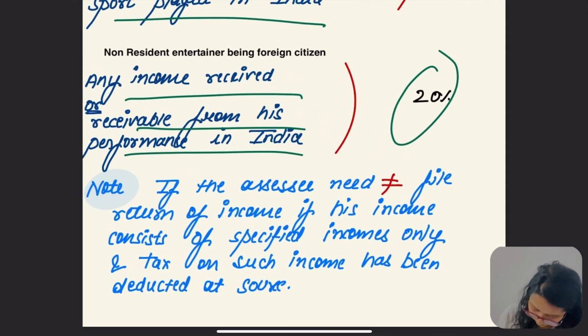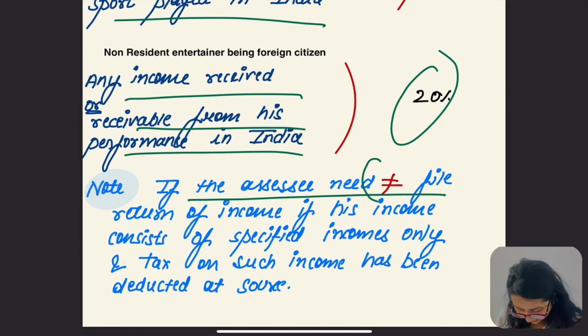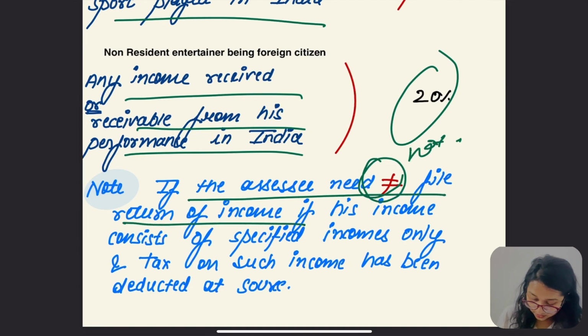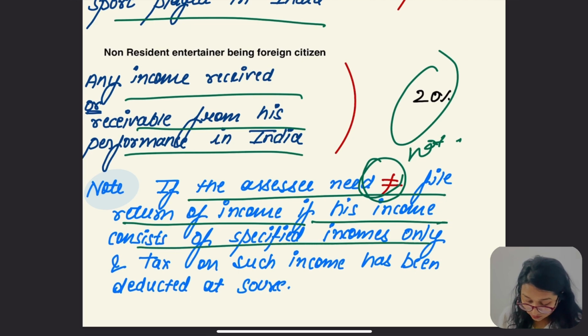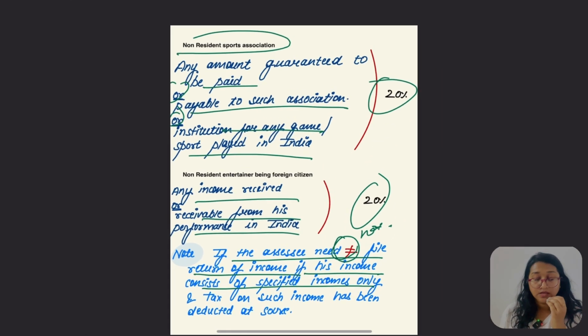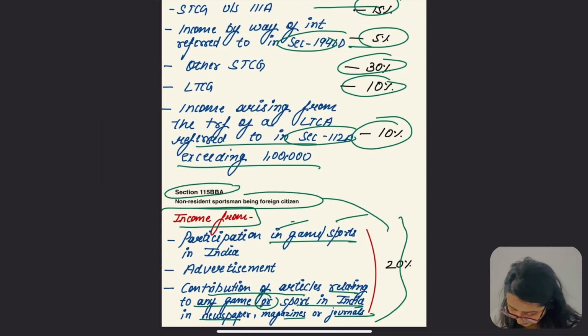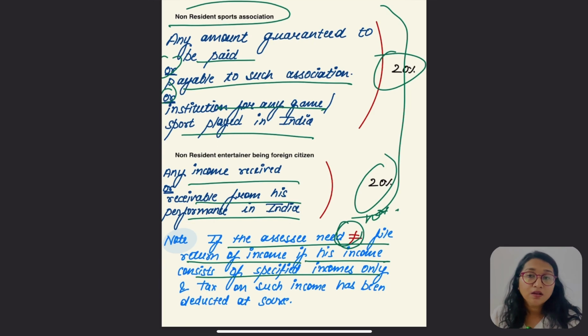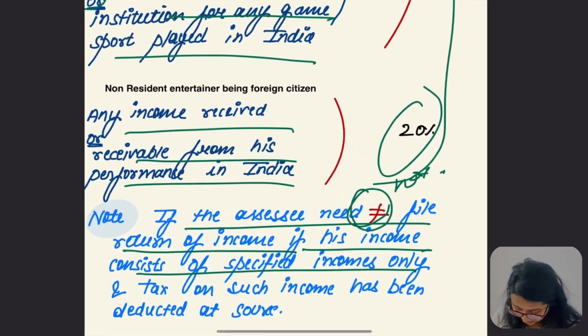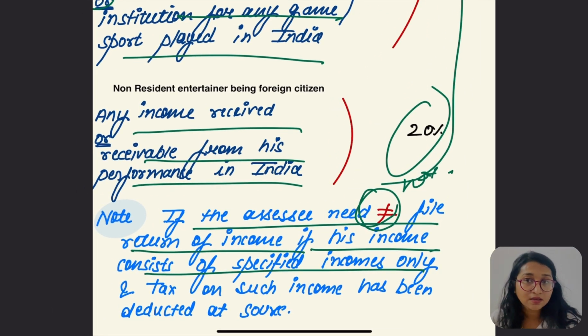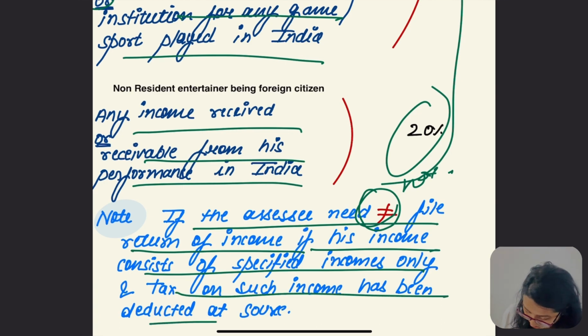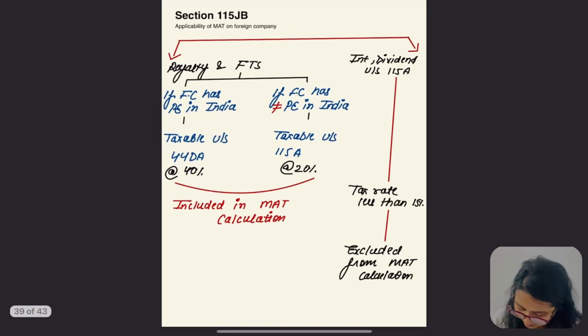Now, the non-resident need not file a return of income if his income consists of specified income only. If the non-resident is earning from India only the specified income, and there is one more condition: the tax on such income has been deducted at source. In that case the non-resident need not file the return. Hope this part was also clear.